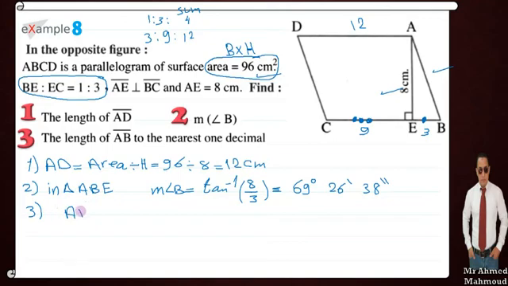AB equals the square root of 8 to the power of 2 plus 3 to the power of 2. It's equal to 8.54 approximately. To the nearest 1 decimal, underline the first decimal and look to the next. The 4 here is weak, so I will write 5 without adding 1. It will be 8.5, to the nearest 1 decimal.